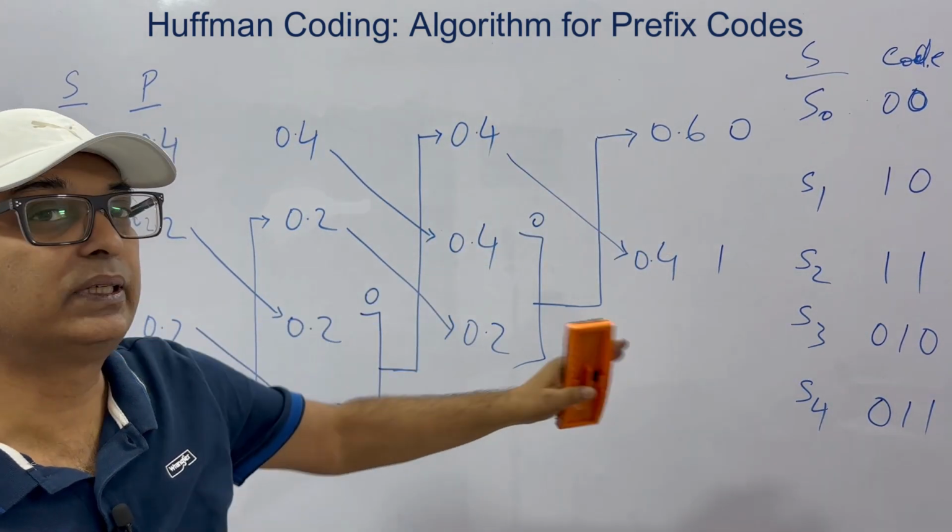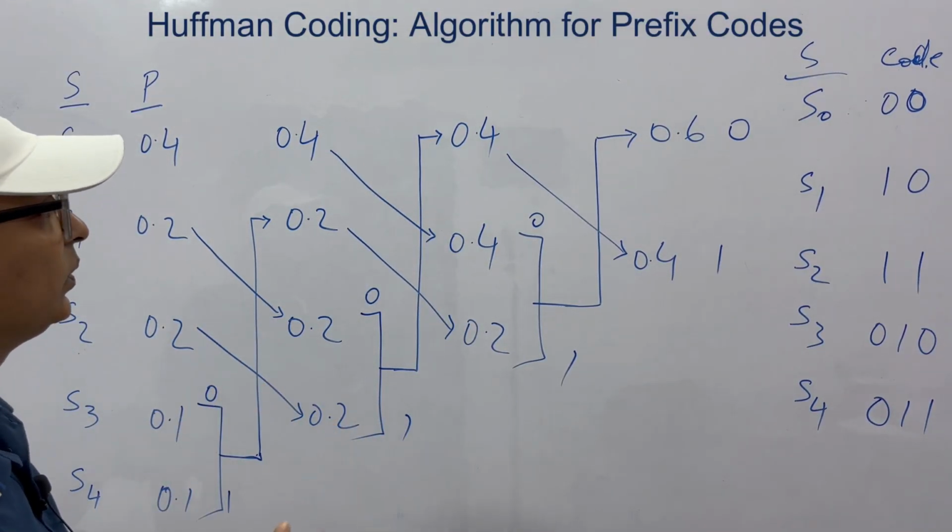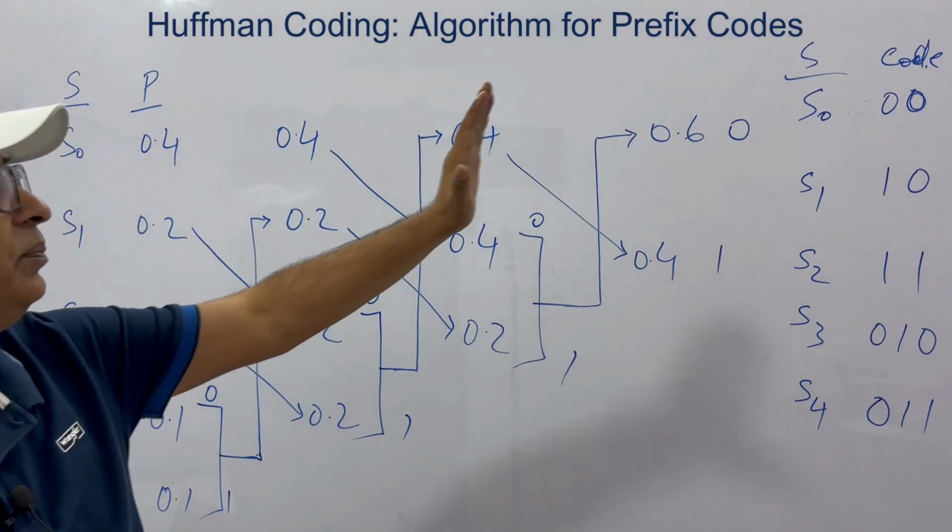So this way it will take it. So this is called Huffman coding. This algorithm is Huffman coding. So in this way we create prefixes.